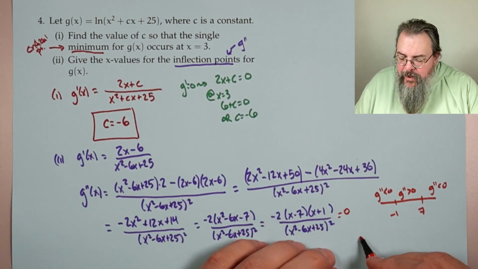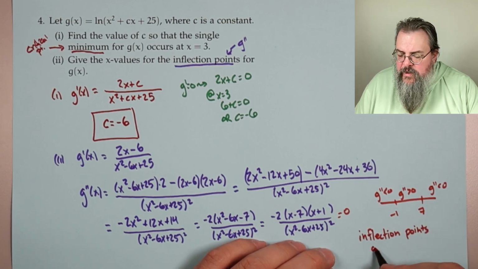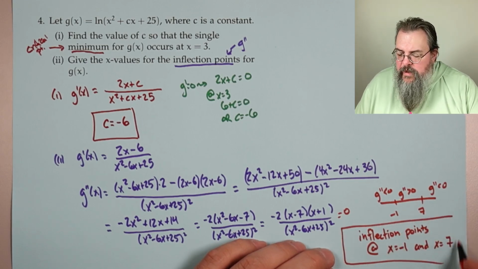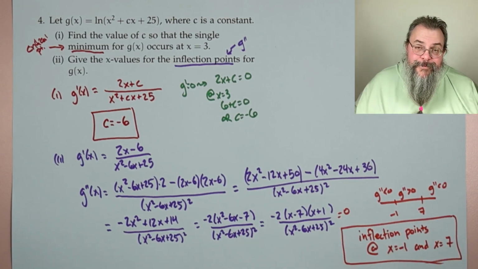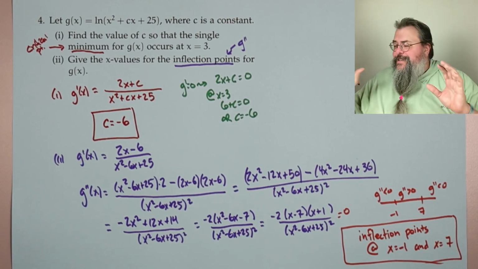So, our conclusion: our inflection points are at negative 1 and positive 7. And there we go. We found them. Woohoo! Yes! Huzzah!